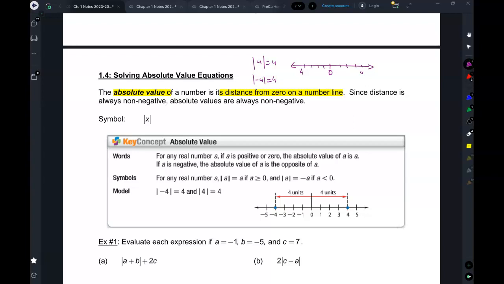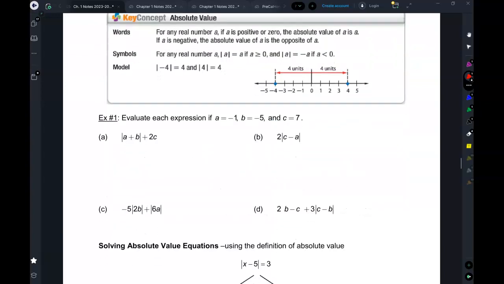So if I were to ask you, for example, what are all the numbers that are 2 units away from 0? If I say absolute value of x equals 2, I'm looking for all the numbers that are 2 units away from 0. What numbers are those? 2 and -2, right? It's 2 and -2 that are 2 units away from 0. So that's what absolute value means. It's the distance away from 0.